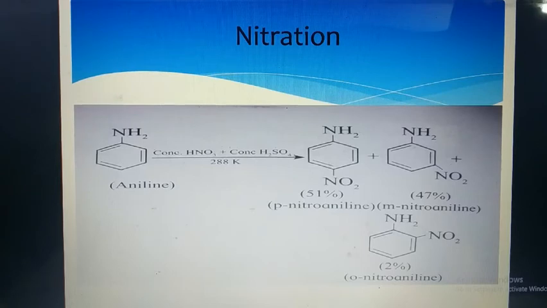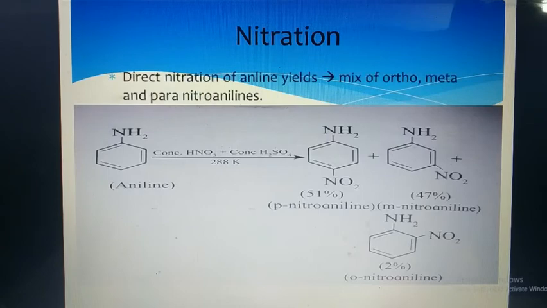ortho-nitroaniline. So what is the difference between these two reactions? In bromination, on only one ring all the three bromine groups were attached, while in nitration we got a mixture of nitroanilines on different positions, that is para, meta and ortho. Direct nitration of aniline leads to a mixture of ortho, meta and para nitroanilines.